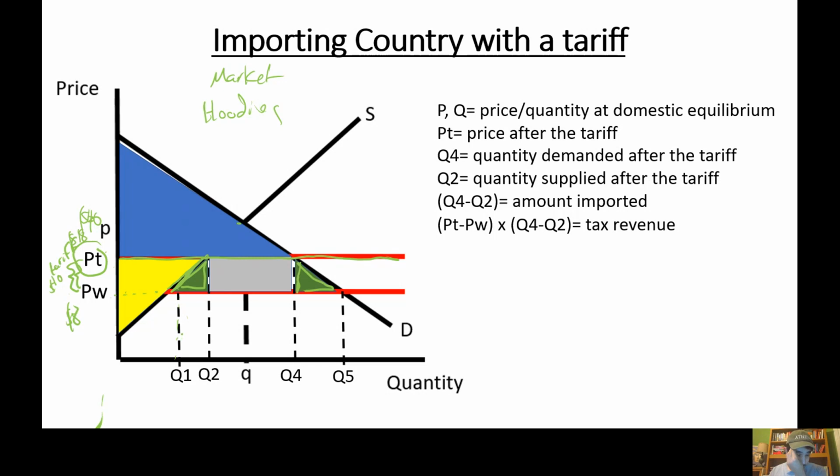And then we can also see that there is from Q4 to Q5. Originally, Q5 was the quantity demanded at the world price point, and the quantity supplied is right here at the world price point. And we said that this gap that would exist would be imports.